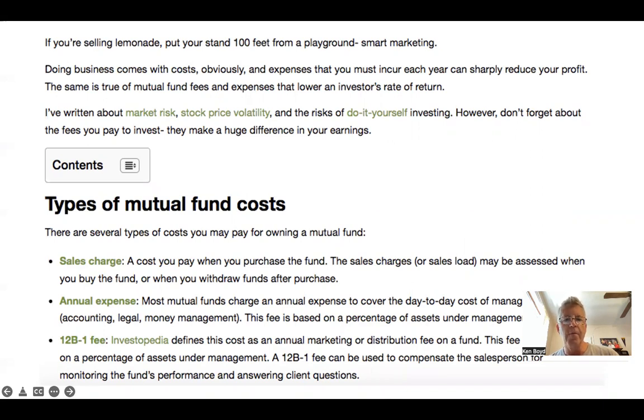Finally, the 12b-1 fee, which is a marketing and distribution fee, also comes out as a percentage of assets under management. It's used to compensate the salespeople for monitoring the fund's performance and answering questions, essentially providing service to the investor.